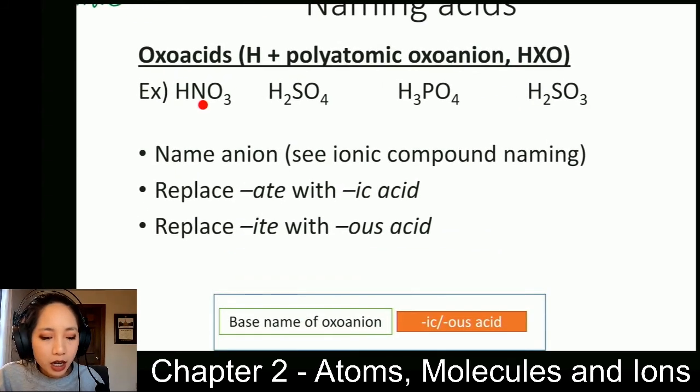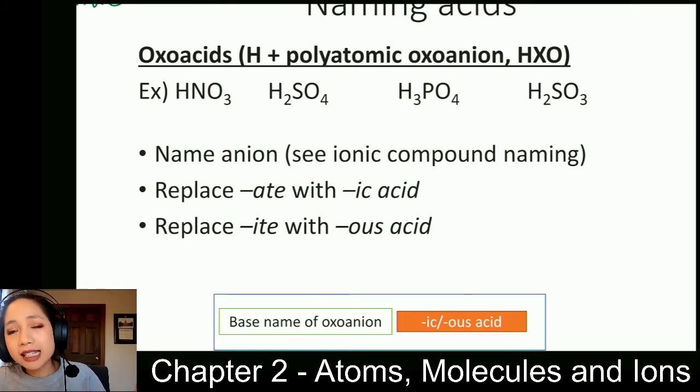So here, NO3, we know that that's nitrate. SO4, that's sulfate. We have phosphate, and SO3 is sulfite. So for naming an acid that comes with a polyatomic oxoanion, we want to name the anion. So see that sheet. And then, like in nitrate, you want to change the ate ending to ic acid. If it's an ite ending, like sulfite, then you change it to ous, that type of ending.